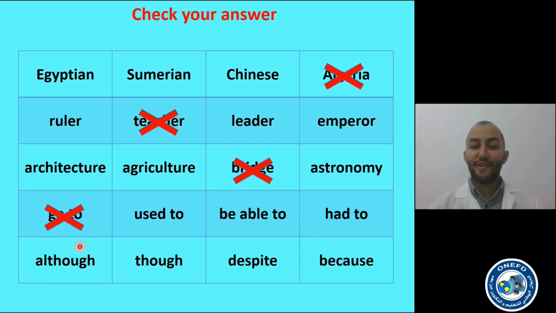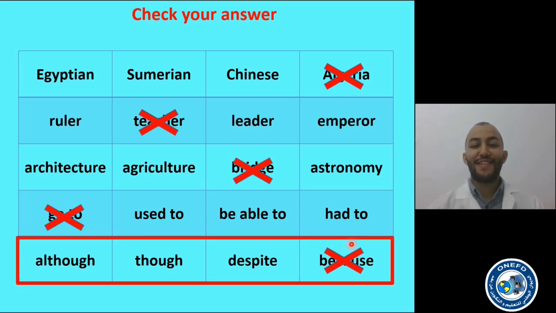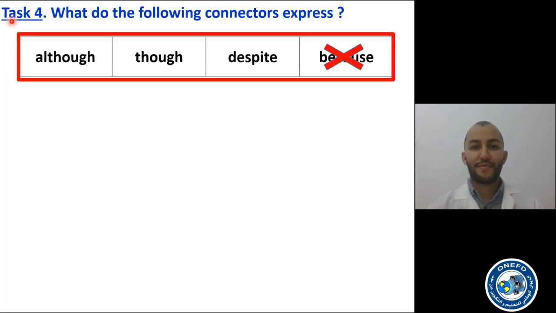Last line. So we have although, though, despite, and because. Which word is the odd one? Yeah, it's because. All right. Well done. Well done. And now, look at the last line. We are going to work with this line in our next task. Let's see. Task number 4.